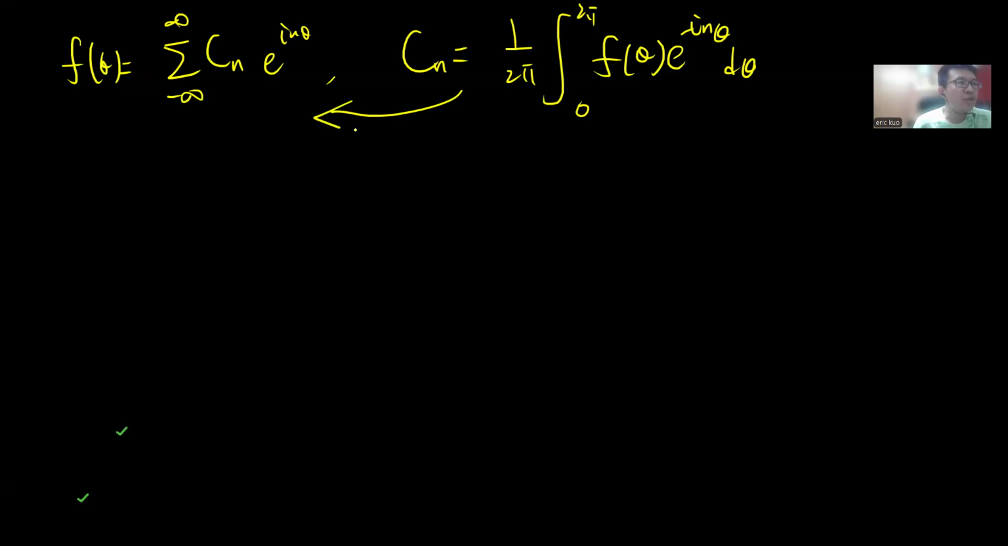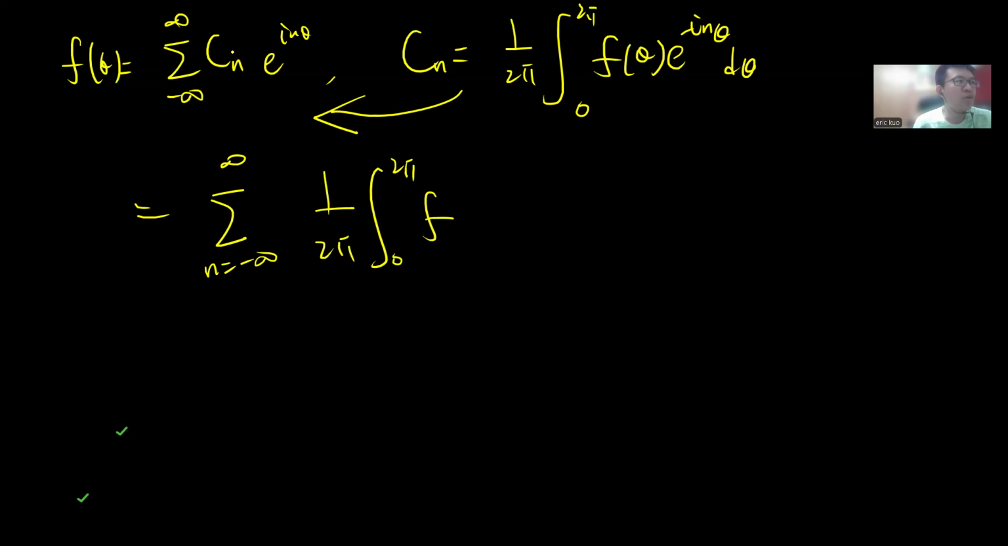Okay, so I can plug it back, right? So I should get something like this. Let me just write it down: 1 over 2 pi, integral from 0 to pi, and notice that theta is a dummy variable. So in this part, I should use theta bar, d theta bar, and this is plus i theta, and this is f of theta, right?